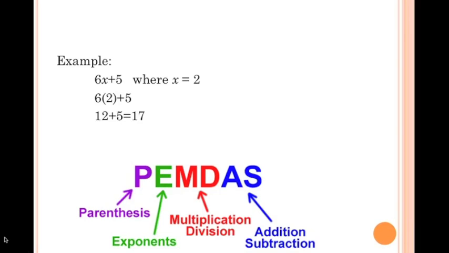If we didn't use the parentheses, it would be 62 plus 5, which would give a completely different answer.